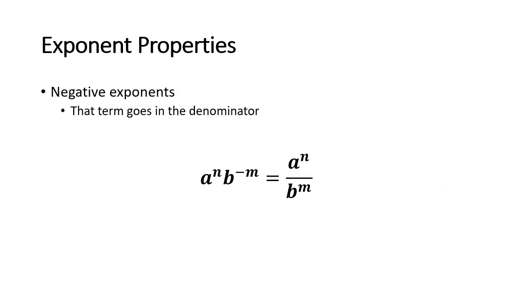And then, like we said before, negative exponents. So when you have this negative m, it's like saying, all right, I'm going to put the whole b on the bottom. It's a negative exponent. It's the same thing as a reciprocal.